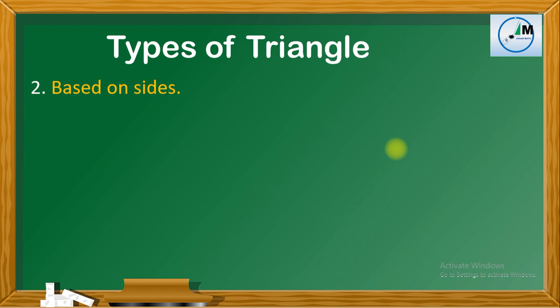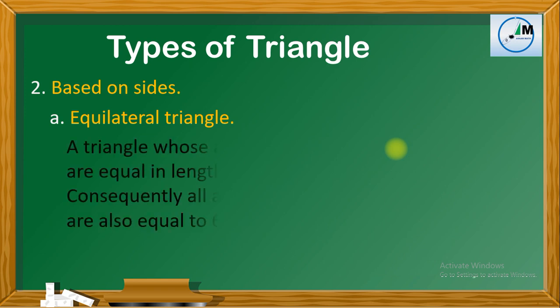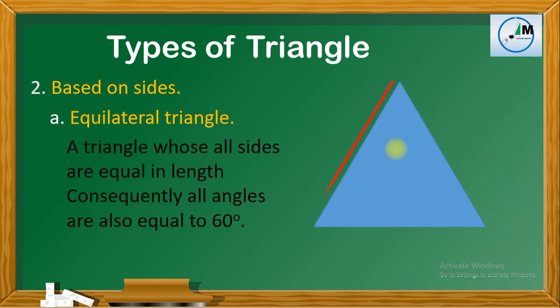Now based on sides, there are also three types of triangle. Number one is the equilateral triangle. An equilateral triangle is a triangle in which all the sides are equal. For example, take this one. All three sides of this triangle are equal in length. Consequently we can say that the angles formed in this equilateral triangle will also be equal, and each will be equal to 60 degrees.